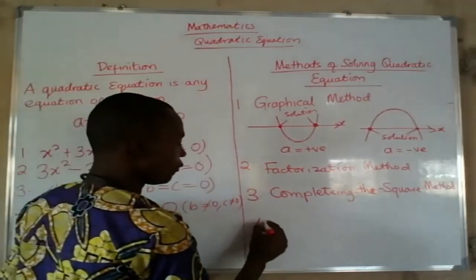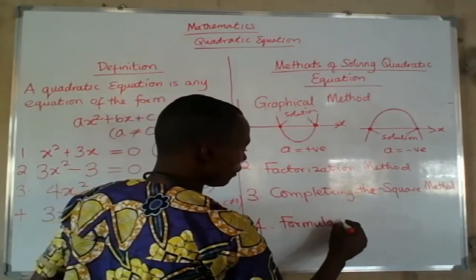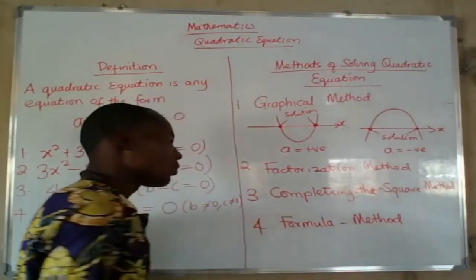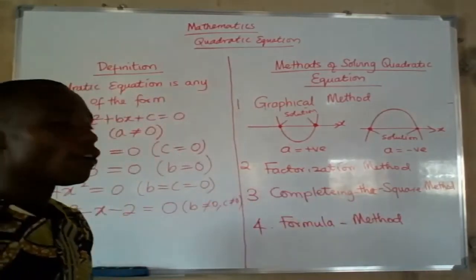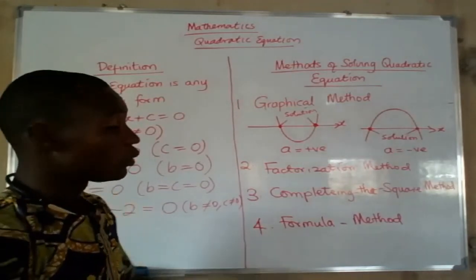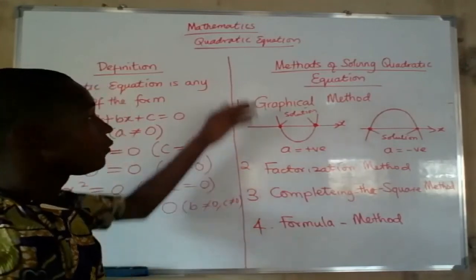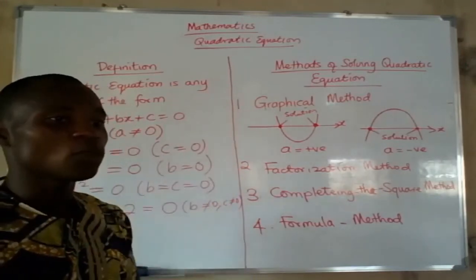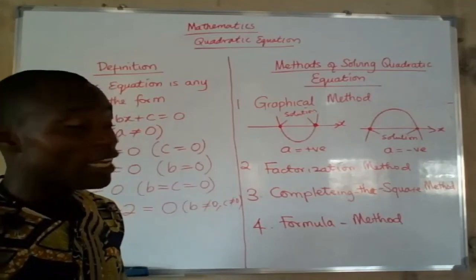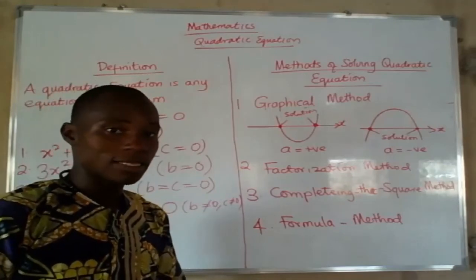And so it led to the fourth method, which is called the formula method. The formula method was derived from the completing the square method. It's more or less like a shorter way of accomplishing the completing the square method. And so the formula method will also be used in a subsequent video. All of this will be done using one particular example, just to illustrate and to teach that all these methods will give the same answer.